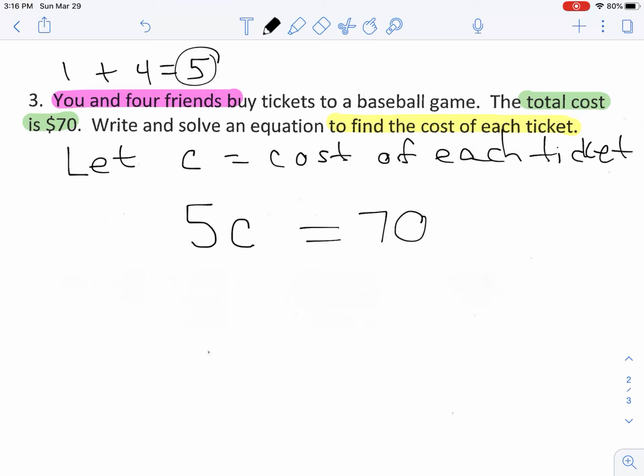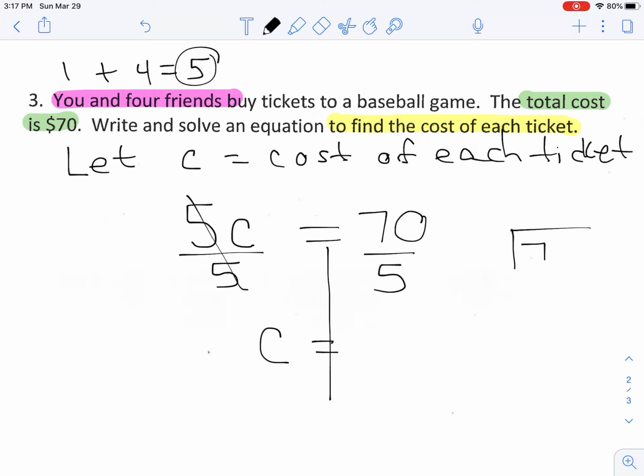So now this equation is asking 5 times what equals 70. So remember, the opposite of multiplying by 5 is dividing by 5. So we have to divide both sides by 5. 5 divided by 5 cancels. All I have left is my c. Now I'm going to slide over here and do some math. 70 divided by 5.